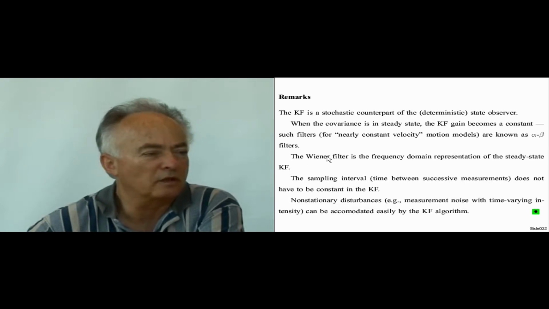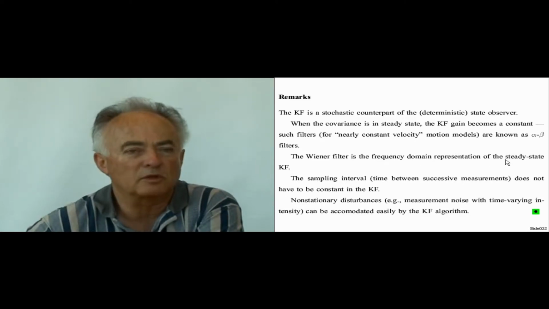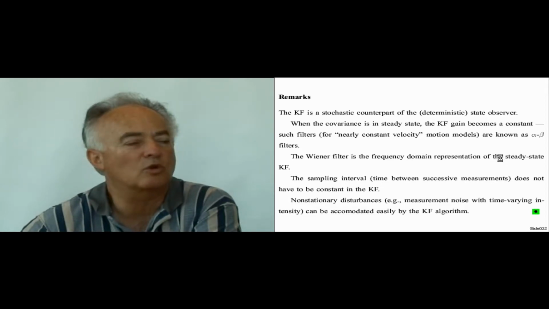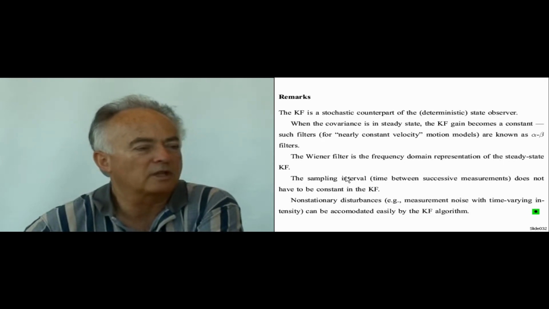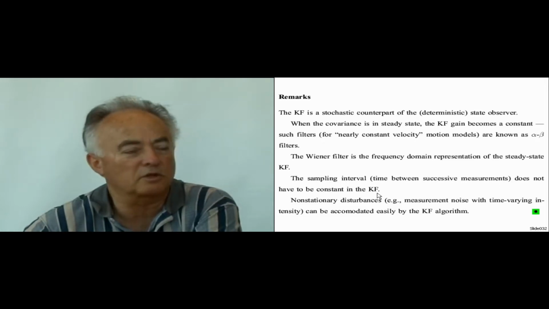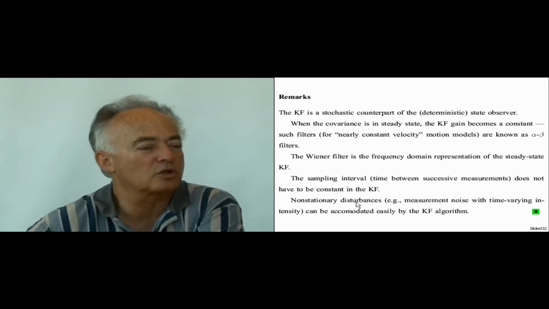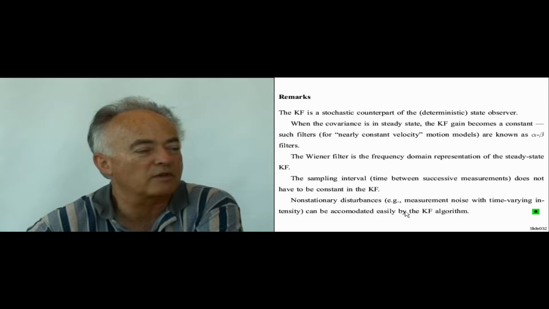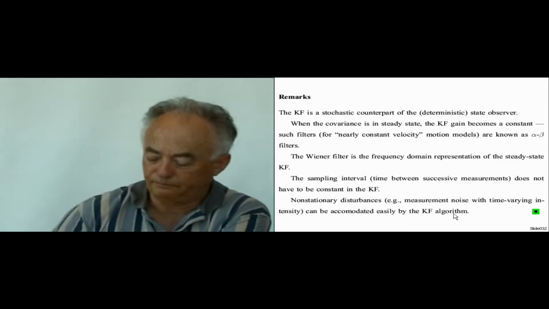when they are for so-called nearly constant velocity motion models, are known as alpha-beta filters. Now, the Wiener filter is really the frequency domain counterpart of the steady-state Kalman filter. But obviously the Kalman filter does not require stationarity, but under stationarity conditions it will coincide with the Wiener filter. Now, the sampling interval, time between successive measurements, does not have to be constant in the Kalman filter. That's because it does not require stationarity. We can also have totally non-stationary disturbances, like measurement noise with time-varying intensity, that can be easily accommodated by the Kalman filter.